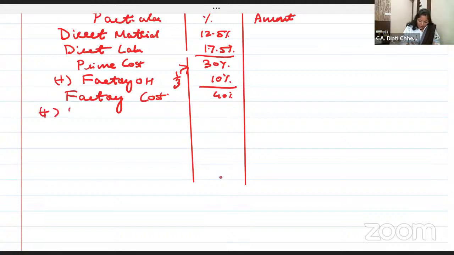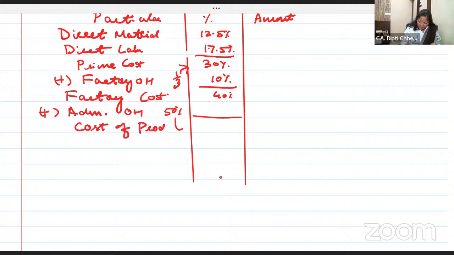Okay, now add to this administrative overhead, 50% of the cost of production. So in factory cost, if you add administrative overhead, you are getting, are you all with me?